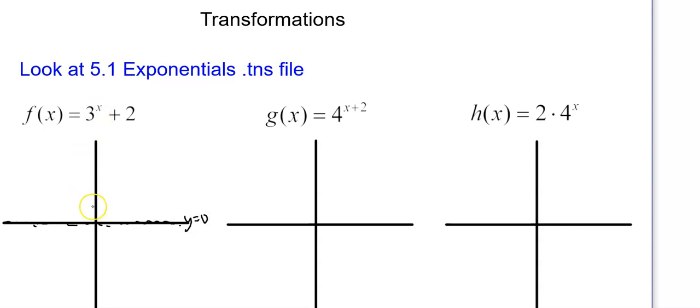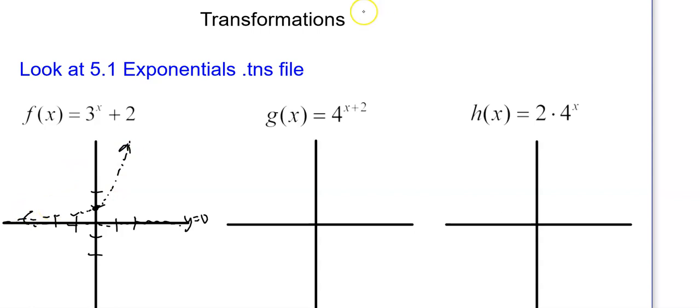And it has a point here at 0, 1. The parent graph has this, so I'm talking about 3 to the x here. It looks kind of like this, roughly. That's the parent graph. Now let's talk about transformations.